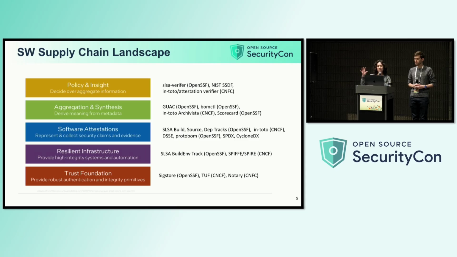So this diagram may seem familiar to a few of you. I typically add in an extra layer, but essentially I like to split the software supply chain landscape into these 5 technology areas, starting with the trust foundation at the bottom, which is what provides the integrity primitives, the crypto, the authentication, all the way up to policy and insight, which is how we really derive meaning from the metadata that's collected and aggregated in these layers in between. And we'll be talking about a lot of the tools that I'm showing here, but I will not go through all of them. Hopefully folks here recognize what those are.